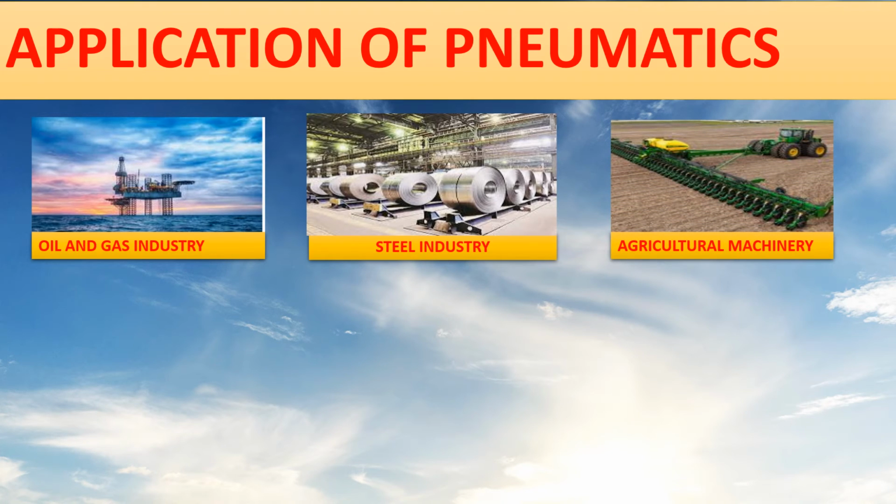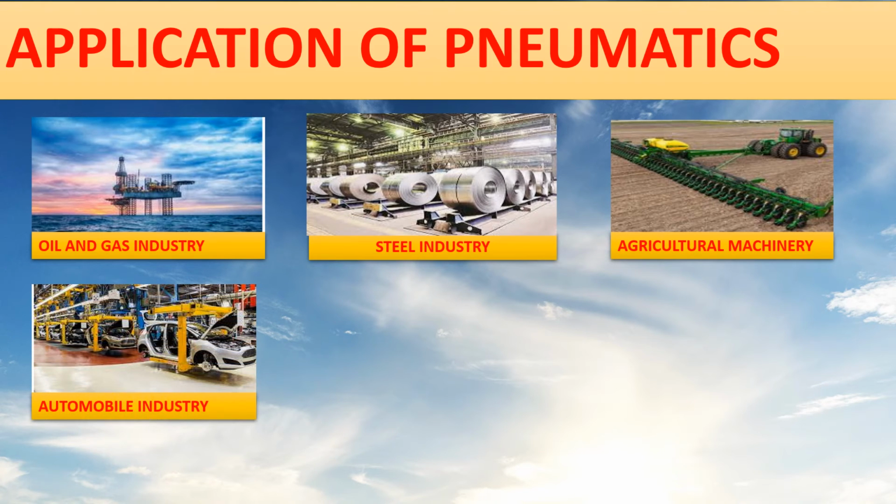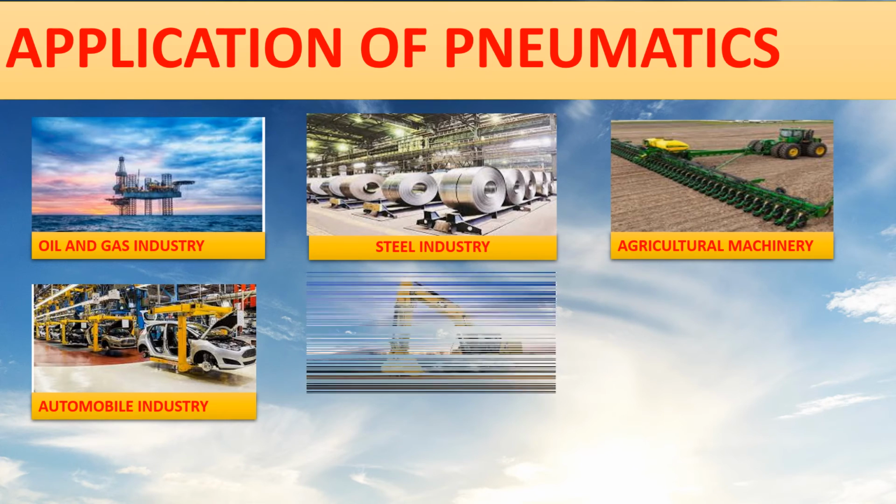Then agricultural machinery, you must have seen if you watch very closely. Big agricultural machinery contains a lot of pneumatics for its mechanical movement. And in the automobile industry, there is a lot of mechanical movement happening from a big level to a small level, and that happens through pneumatics only.